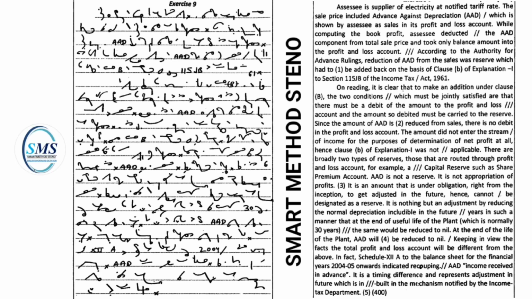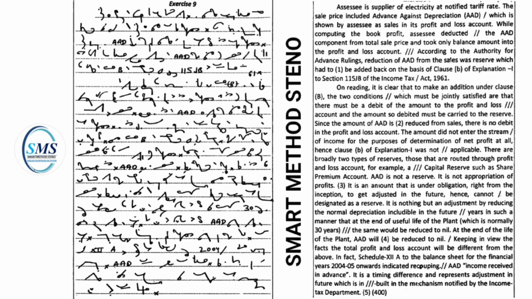It is nothing but an adjustment by reducing the normal depreciation includable in the future years in such a manner that at the end of useful life of the plant, which is normally 30 years, the same would be reduced to nil. At the end of the life of the plant, AAD will be reduced to nil. Keeping in view the facts, the total profit and loss account will be different from the above.